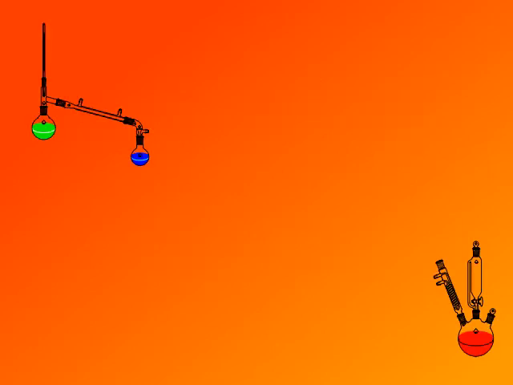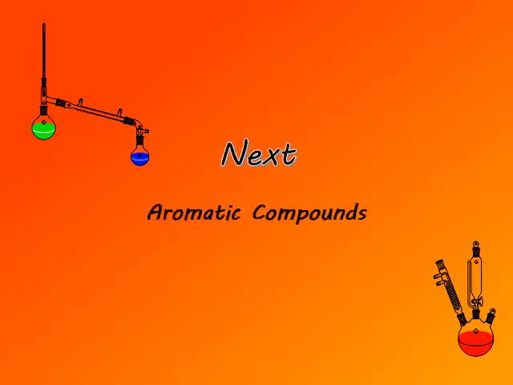This completes our study of the Diels-Alder reaction and our study of dienes. Next, we are going to look at aromatic compounds, their properties and reactions.